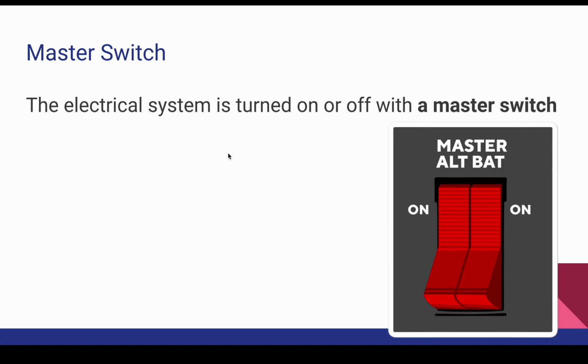We have a master switch in a lot of planes. The electrical system is turned on and off with a master switch. This is called a split rocker switch because on one side we have alternator on or off, and on the other side we have battery on and off. Some of them you can actually turn the alternator off and keep the battery running in case you have some sort of problem with the alternator and want to take it offline.